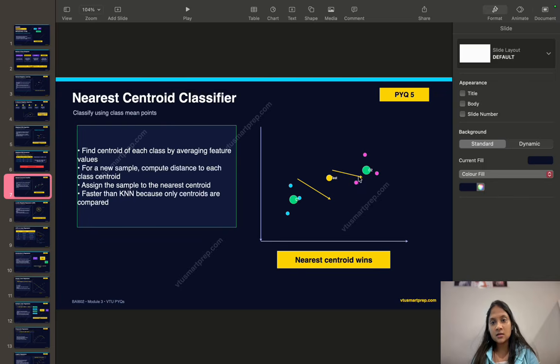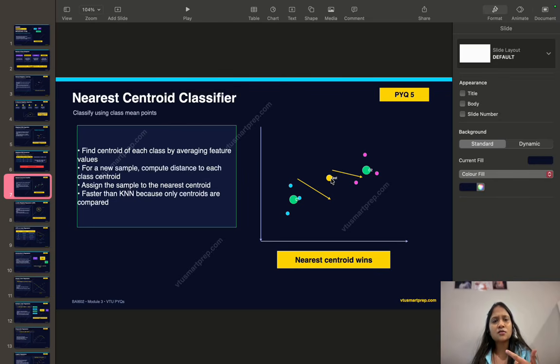So which one is near? Once you calculate using the test data, you'll get the values, and you will be able to find out which is the nearest centroid. So this test data is nearest to either the C2 value or the C1 value. That is how the nearest centroid classifier works. The next advantage is that it is faster than KNN because only centroids are compared. Why is it faster? Because only the centroid value is being compared with the test value. As simple as that.